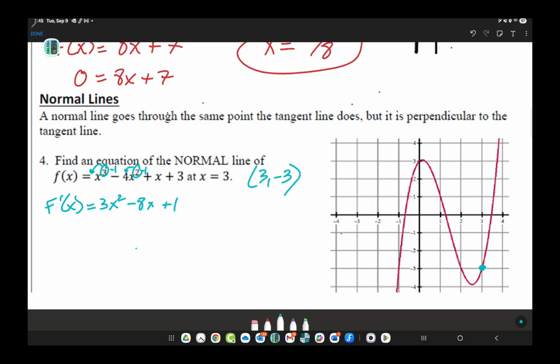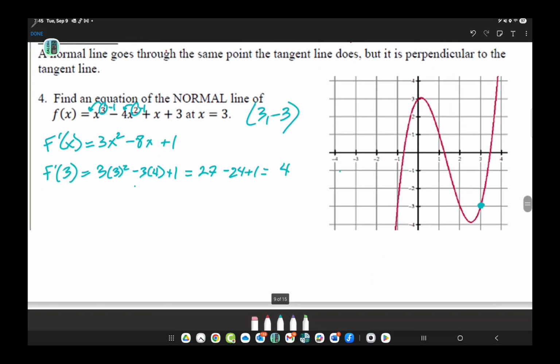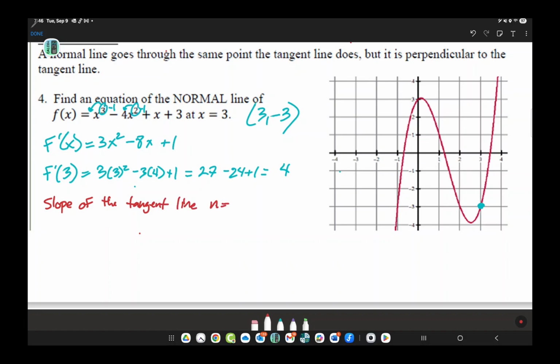So there's your derivative. Now, f prime of 3 means that we get 3 times 3 squared minus 3 times 4 plus 1, which is 27 minus 24 plus 1, which is 4. Now that is the slope of the tangent line. What's the negative reciprocal? -1/4.